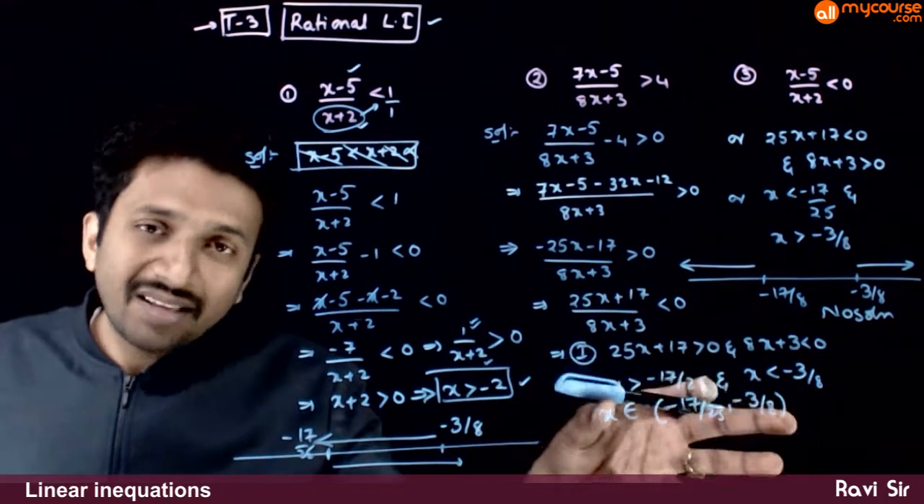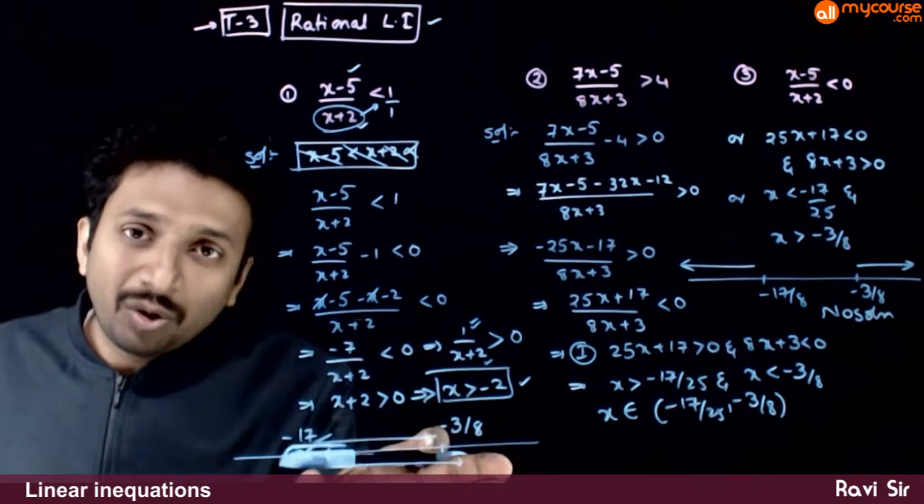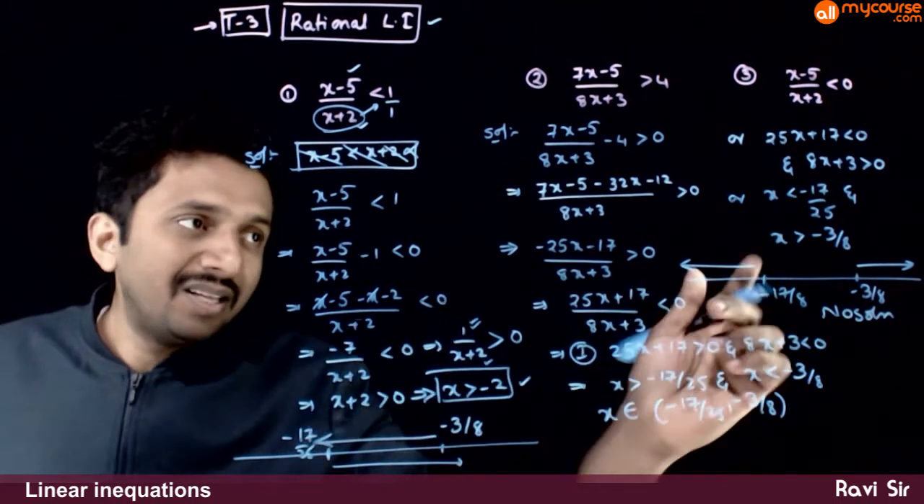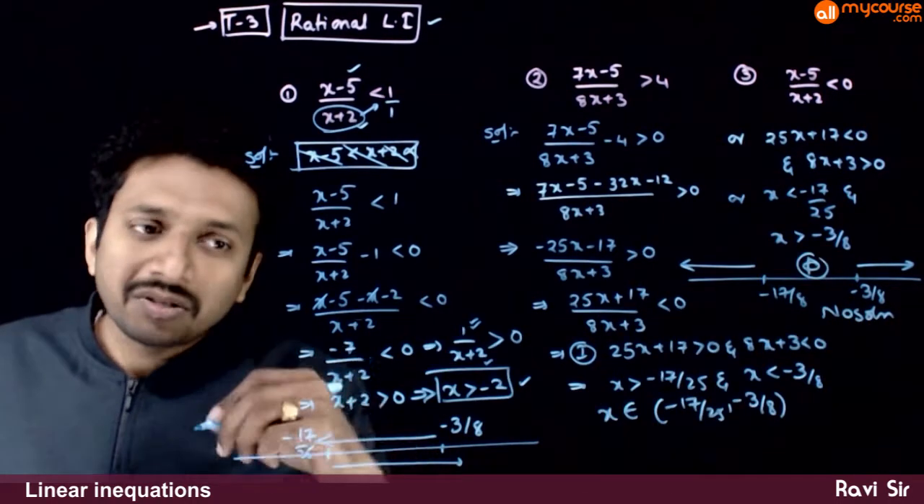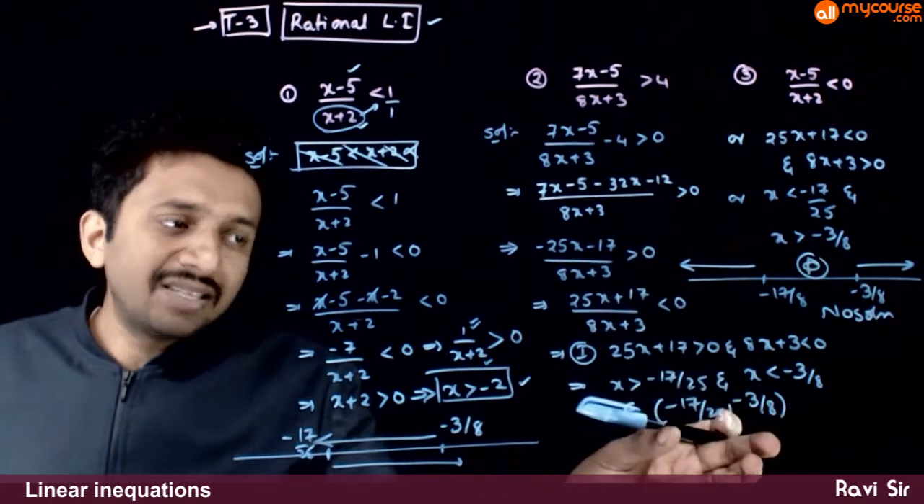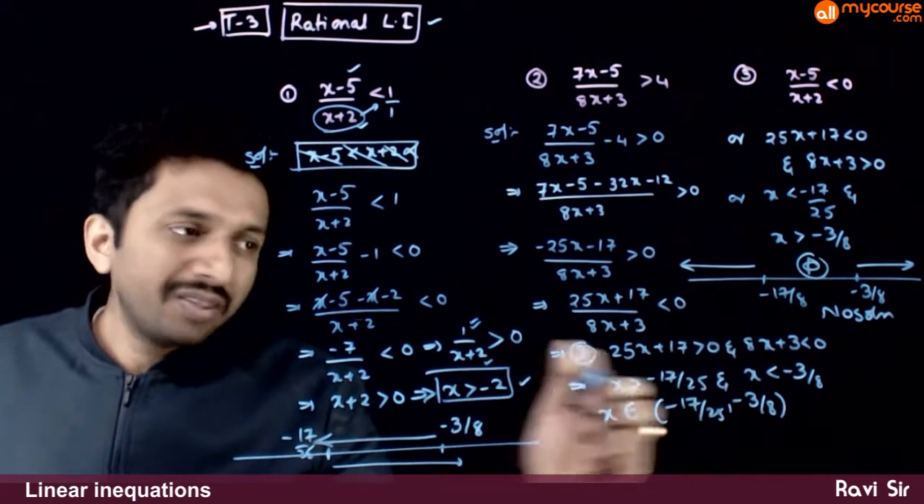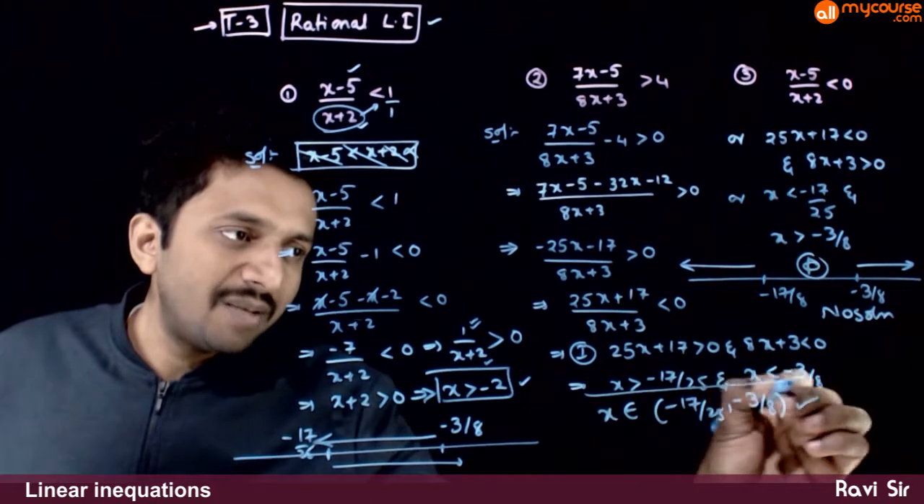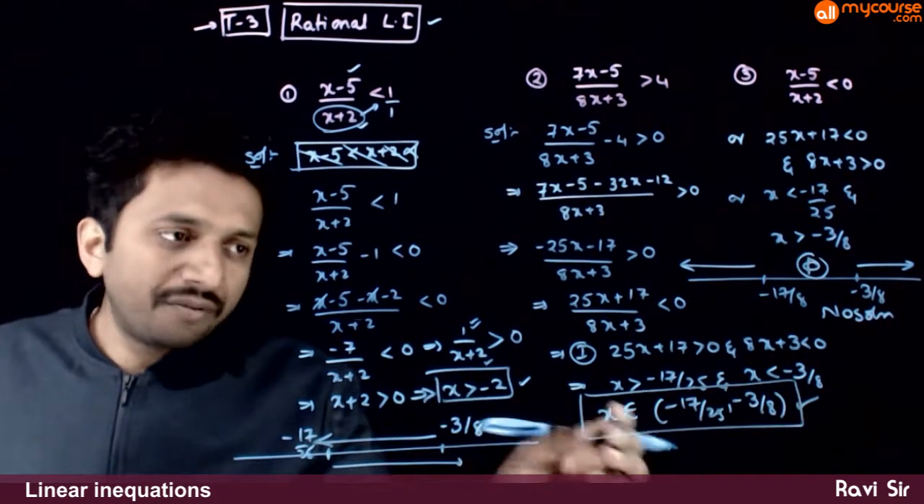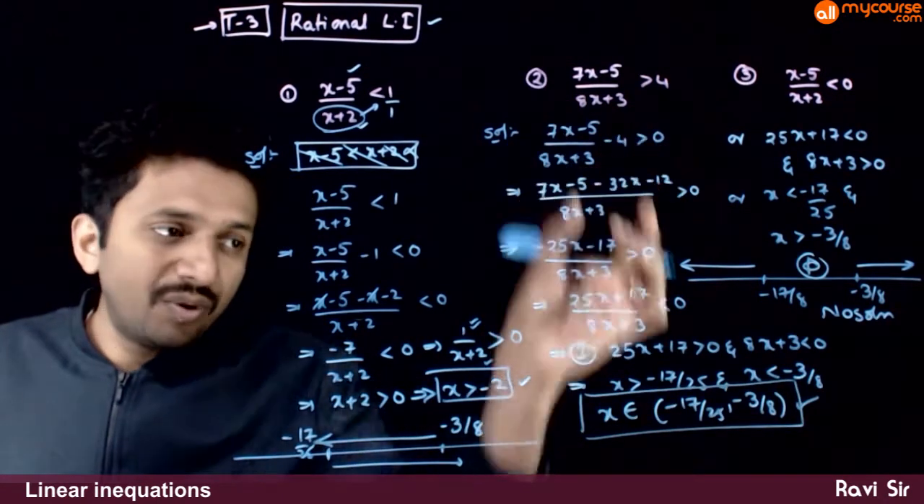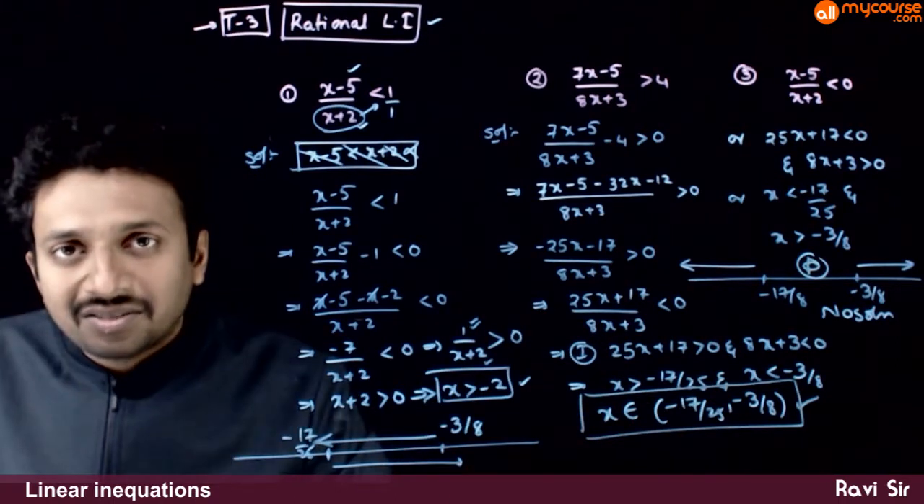So the solution is either this or this. You need to do the union of this and this. This set is a null set, there is no solution. This set has a solution, x is in between this. What is the union of these two? The union of this will be the same thing. So the solution of this inequation is this.